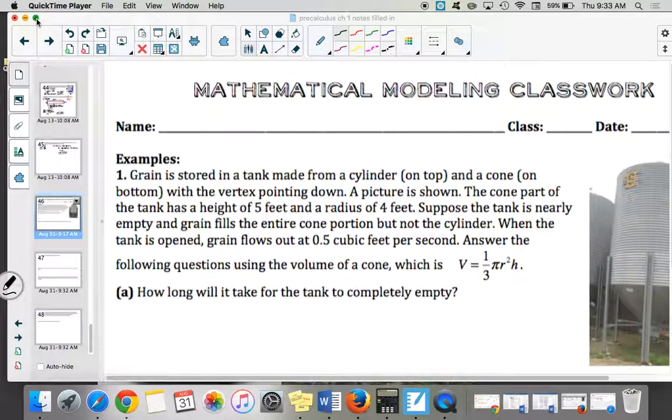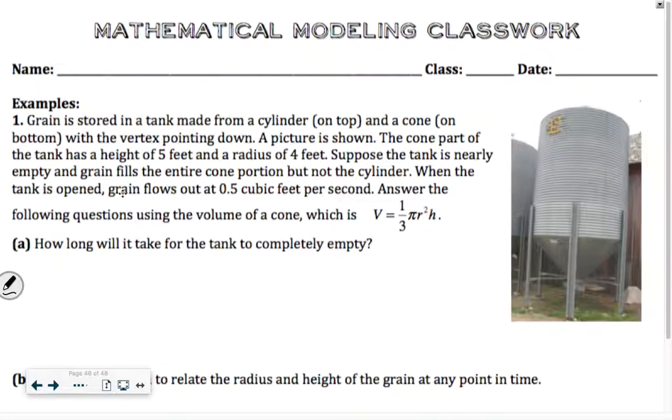So we have some math modeling classwork questions. Like I said, I'm going to do these first two with you, and then you guys are going to do the next ones together. So for example, number one says grain is stored in a tank made from a cylinder on the top and a cone on the bottom.